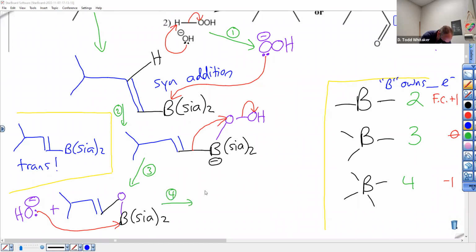You got your C double C. We'll tidy it up a little with the angles, make them look a little nicer. O is bonded to a B with two Sias, and it's got a new OH. That's 4 bonds. What's B's formal charge? -1.